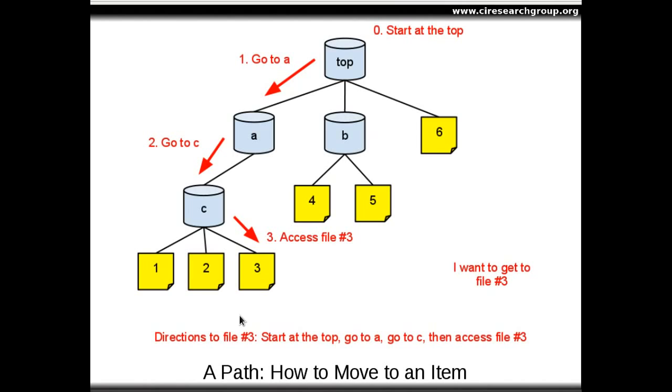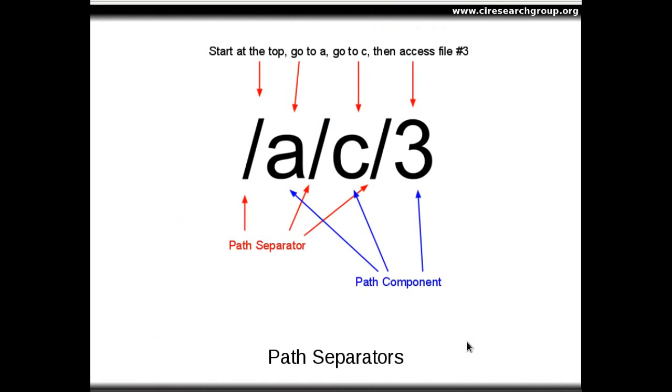So I can write some simple directions to get to file number 3 by saying that I want to start at the top, go to A, go to C, and then access file number 3. It's more convenient to abbreviate these types of instructions to make them shorter to write and easier to process on a computer. Here I have an example of a path in a computer file system.